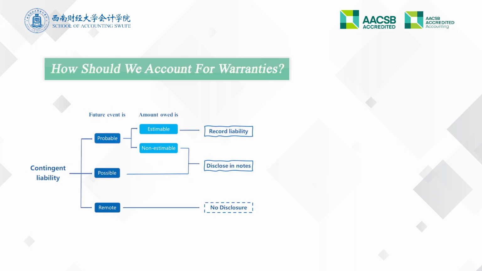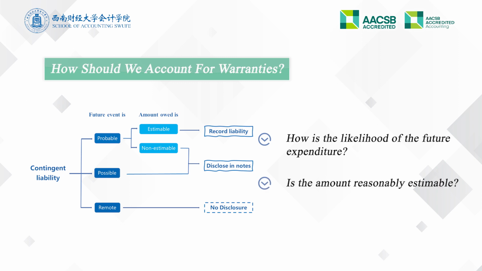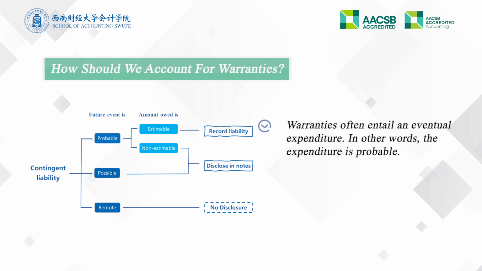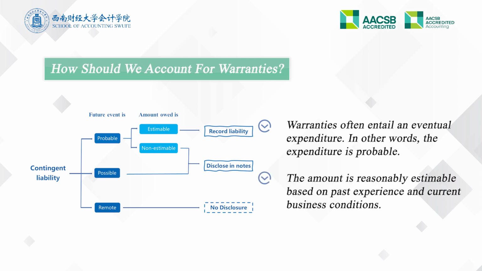Think about the chart we just explained. How is the likelihood of the future expenditure? Is the amount reasonably estimable? Warranties are reported in the statement of financial position because, first, warranties often entail an eventual expenditure. In other words, the expenditure is probable. Secondly, the amount is reasonably estimable based on past experience and current business conditions.